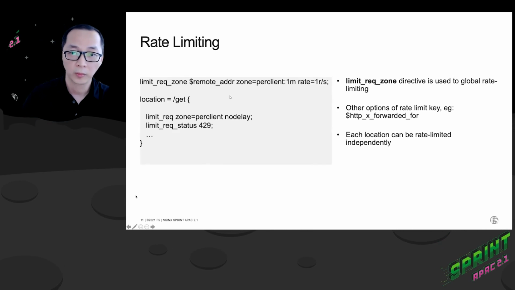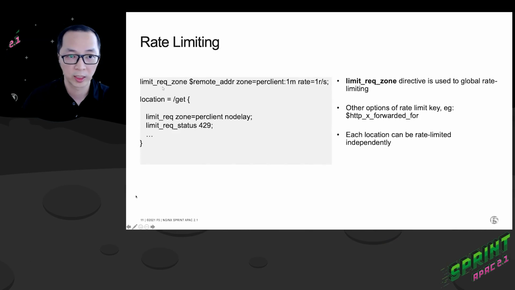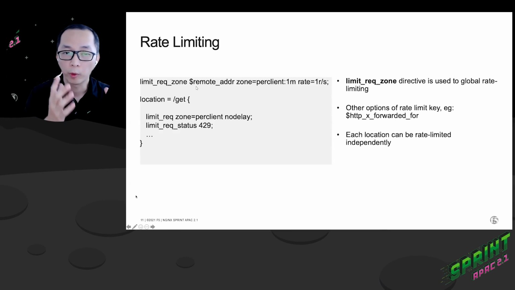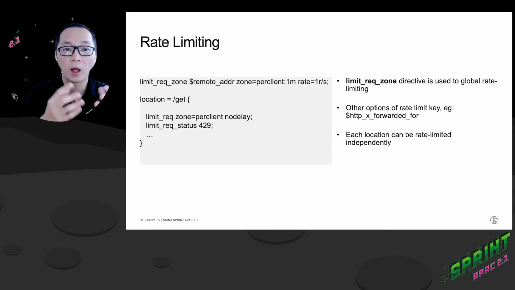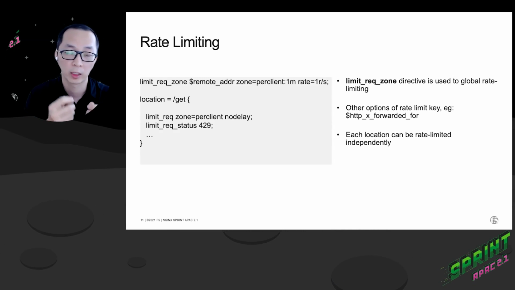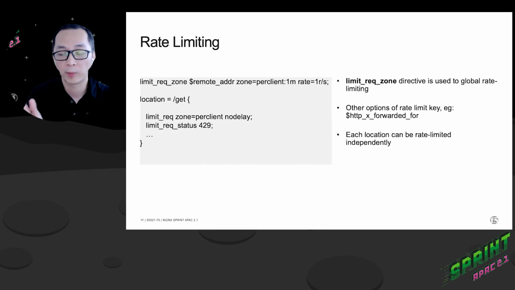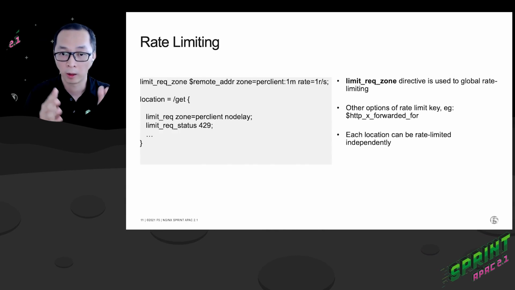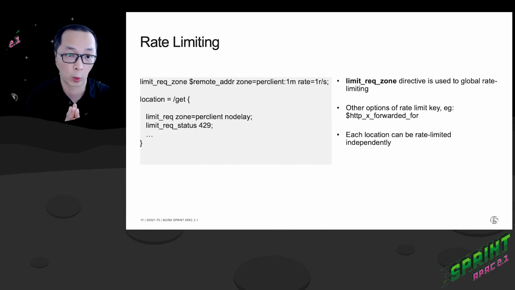It's called rate limiting. How do we define rate limiting in NGINX? We use the directive limit_req_zone. To define rate limiting, first we need to identify what key we're going to use. A lot of the time we use the source IP address, the client IP address, as the rate limiting parameter. Sometimes it works well, but sometimes it might not.